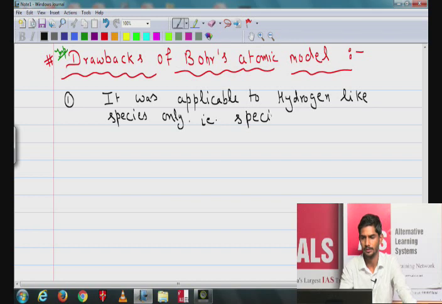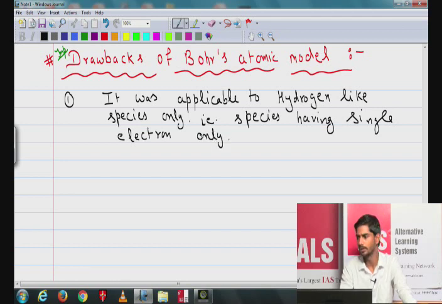So the first drawback was, it was applicable to hydrogen-like species only, that is, species having a single electron only. This is the first major drawback of Bohr's model: it was applicable to those species which carry only a single electron. If a species carries more than one electron, then we cannot apply Bohr's atomic model.